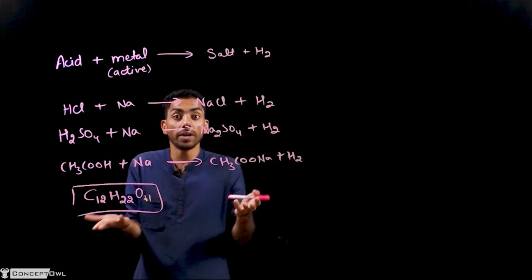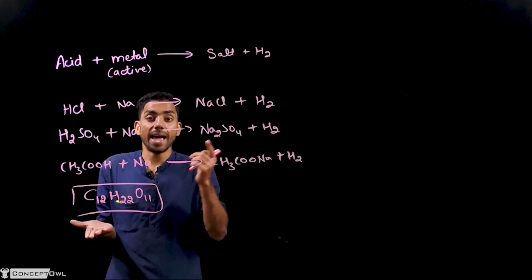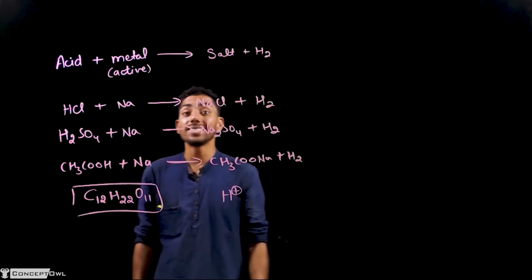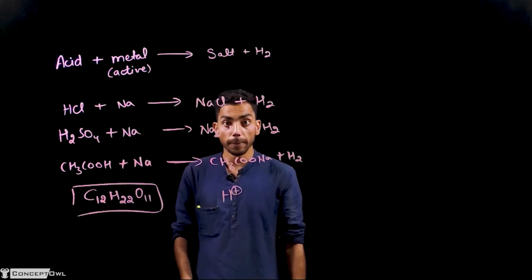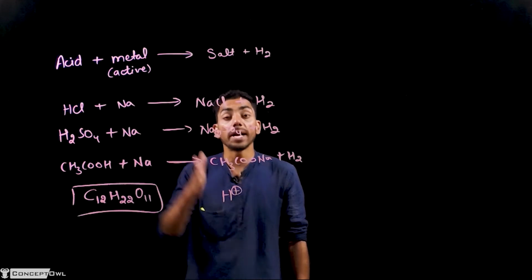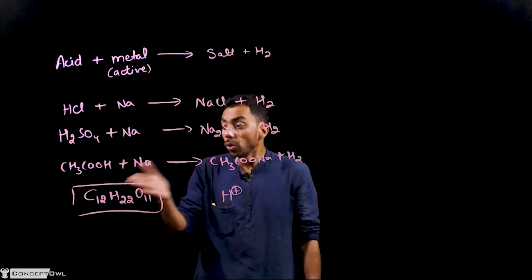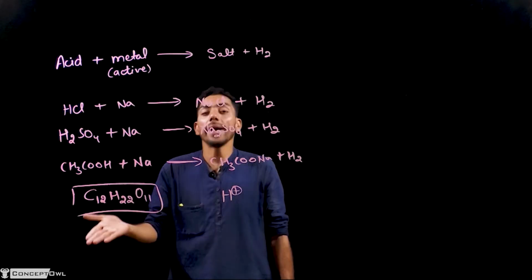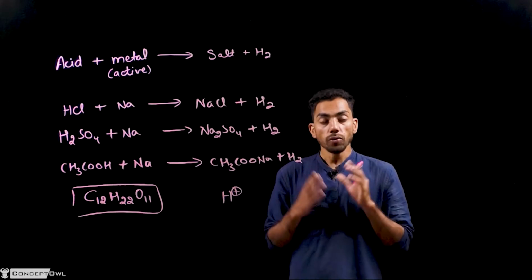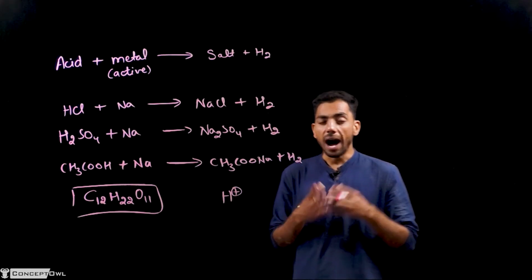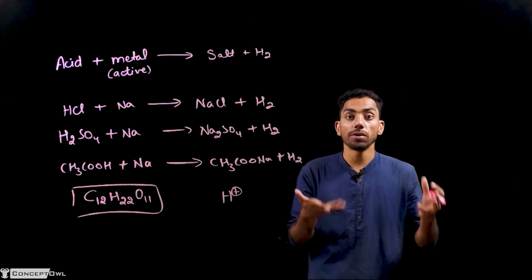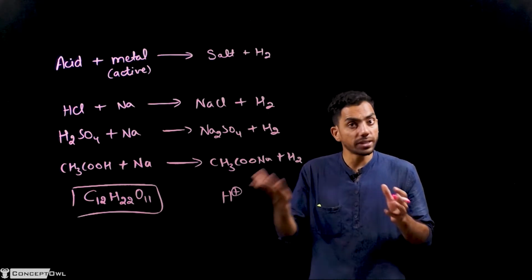So what is responsible for the acidity? H positive ions. H positive ions are responsible for the acidity. All acids produce H positive ions. So HCl, H2SO4, CH3COOH, they all produce H positive ions in water. Your sugar, although it contains 22 hydrogen, does not produce H positive ions in water. Now you may ask a question: how do we know whether sugar is producing H positive ions in water or not? So there is a test. We can check by that.